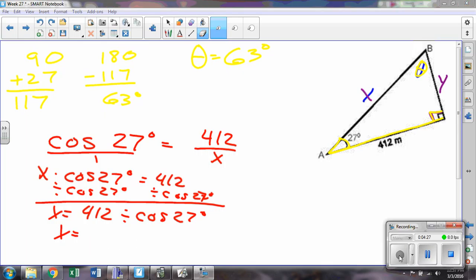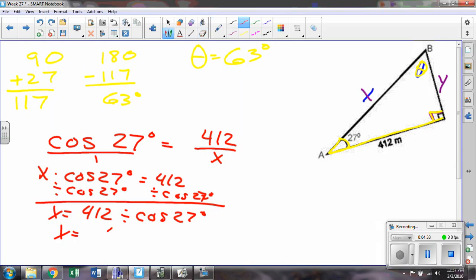So this one winds up with 412 divided by the cosine. Ethan, you said it's 462.39, so rounding to the nearest tenth, 462.4 meters. And now we know that one. Okay, so x equals 462.4. We still need one last piece. How are we going to get y?